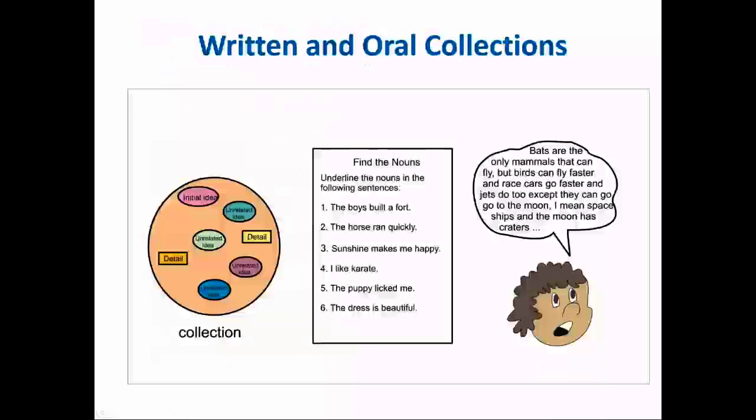And again, this is just another diagram of what collections look like if you're a visual person. Find the nouns, and then the child who constantly topic shifts.